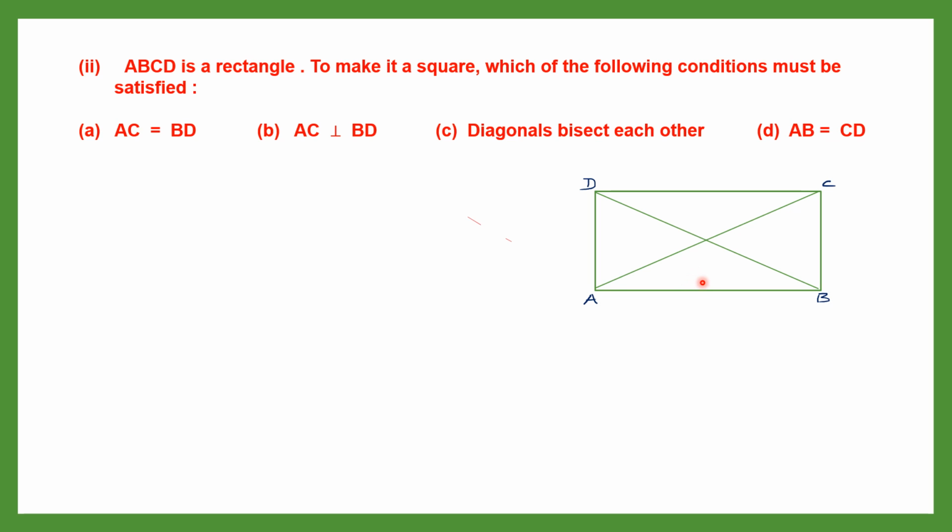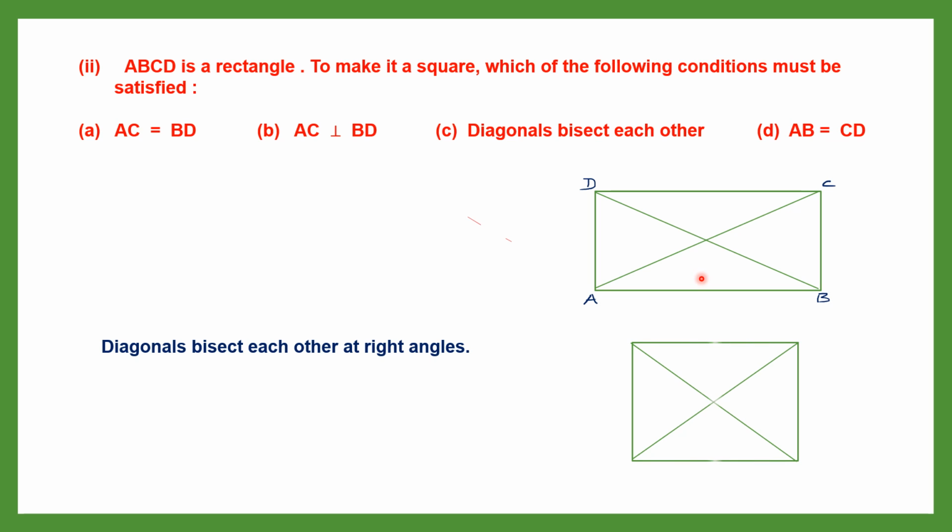So if a rectangle has to be changed into a square, you will get a figure like this, where the diagonals bisect each other at right angles. The square has been made from the rectangle. Now can you see the diagonals? The diagonals will bisect each other at right angles. That means here I have a right angle, and here I have a right angle. The diagonals are bisecting each other at right angles. So that means they are perpendicular to each other.